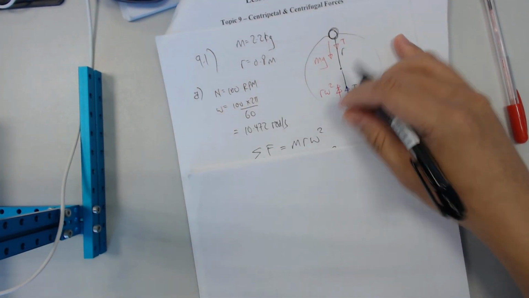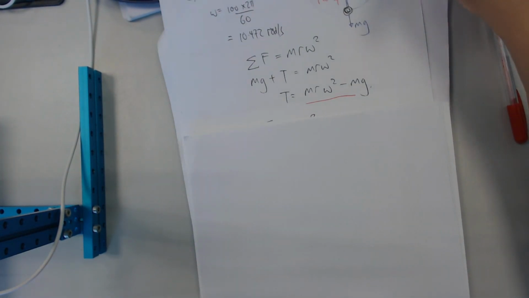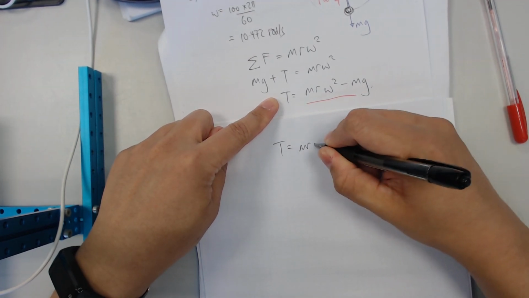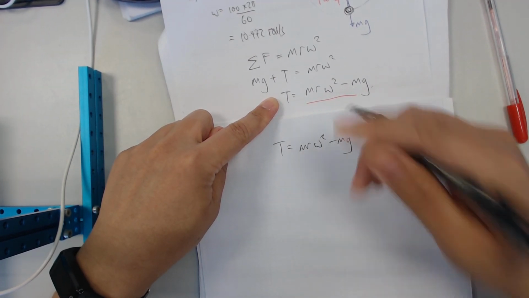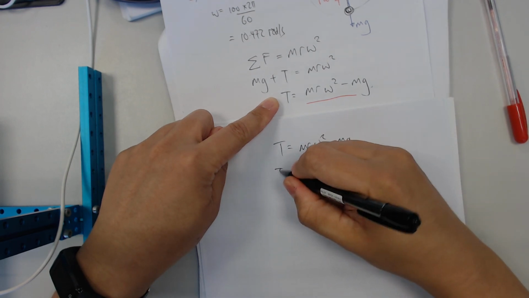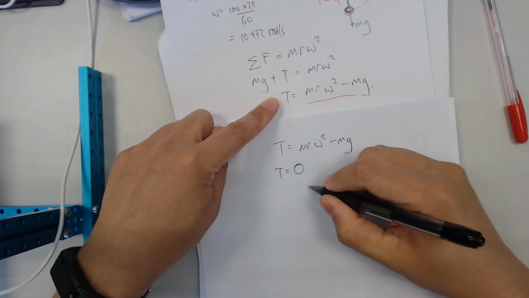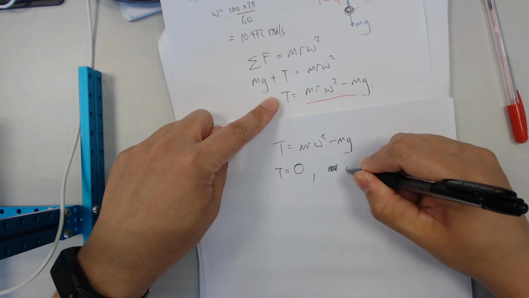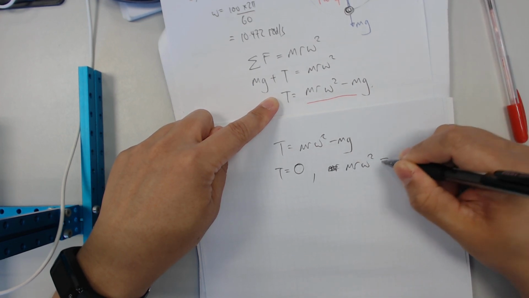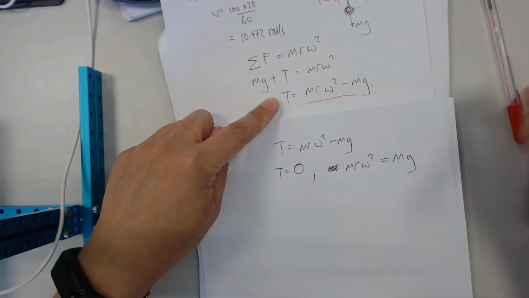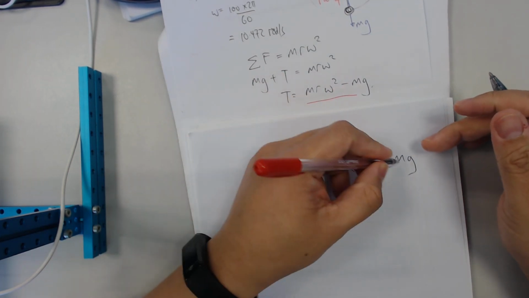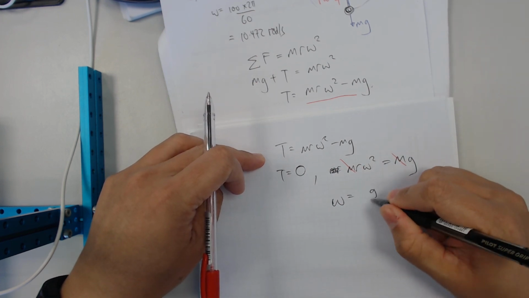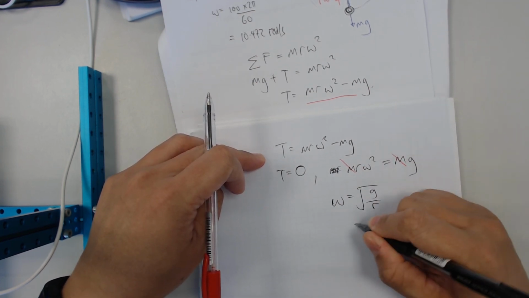If I take this equation again, T equals m r omega squared minus mg. When the tension disappears, T is 0. It means that m r omega squared is now equal to mg. Cancel the mass on both sides. My omega is the square root of g over r.